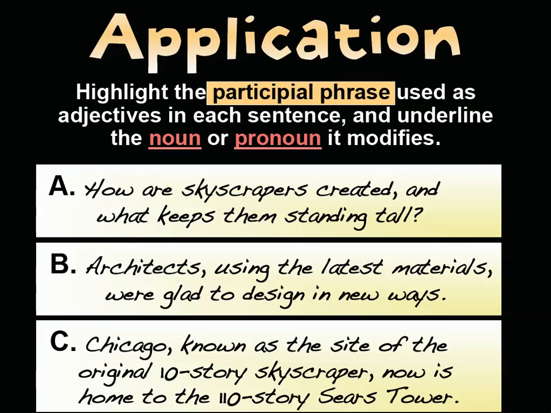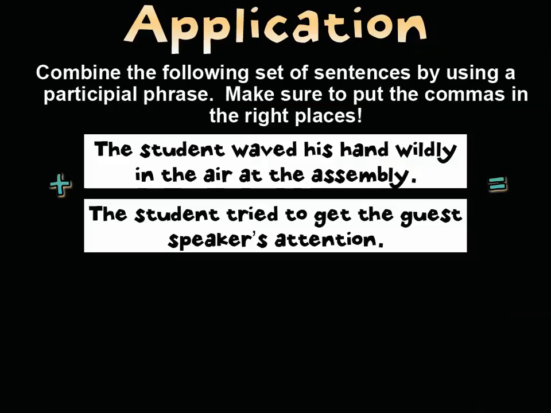Here's another activity. Please highlight the participle phrases used as adjectives in each sentence and underline the noun or the pronoun it modifies. Here's one last activity. Please combine the following set of sentences by using a participle phrase. Make sure to put the commas in the right places.